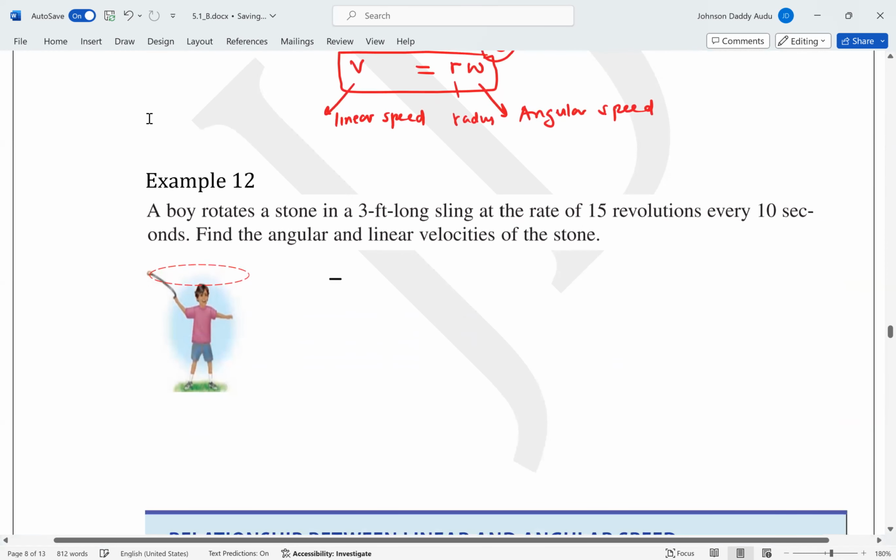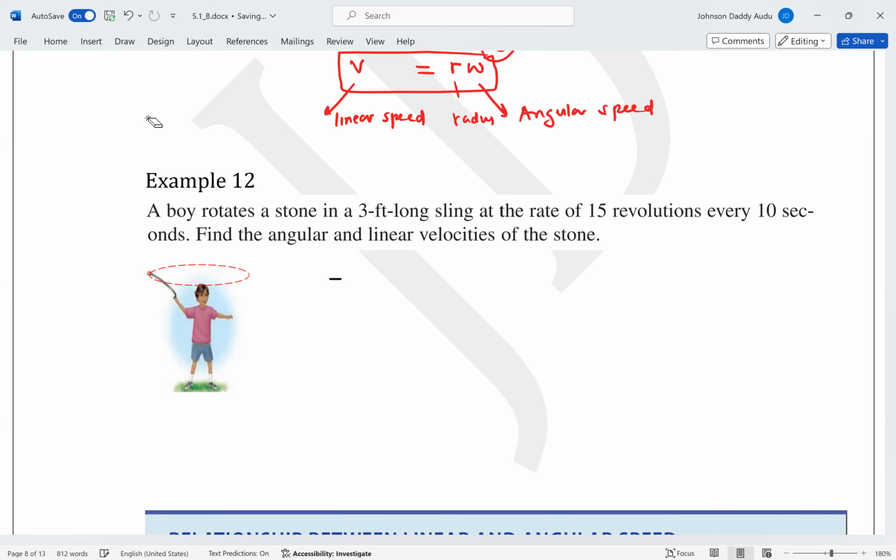So now let's start to solve this problem. You see here, it says a boy rotates a stone in a 3 feet long sling. So there's a stone here. If you rotate this, what happens? It will form a circular motion.